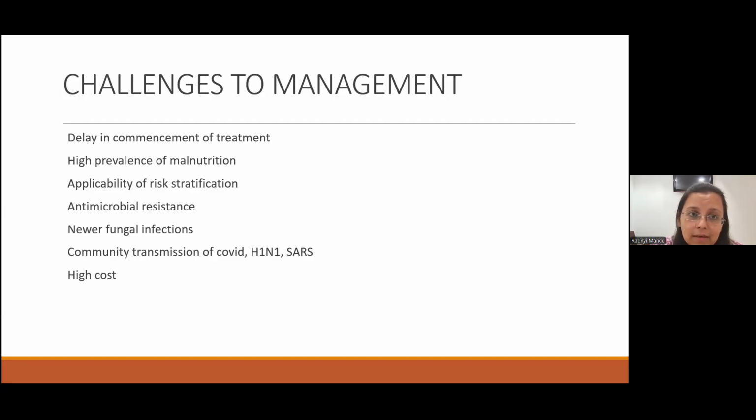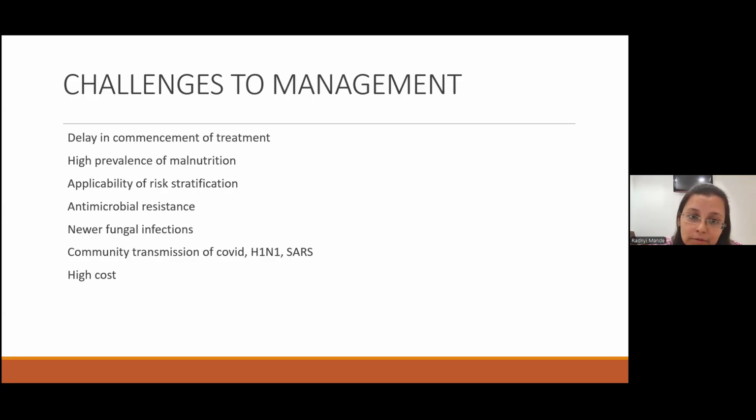The second challenge is that the prevalence of malnutrition is very high. With malnutrition come the complications also. Then the risk stratification, which I just now mentioned, high risk and low risk FNs. Not all centers are following this risk stratification, because based on this risk stratification, we can decide what antibiotics are to be given. So it is very important that we risk stratify all our febrile neutropenia patients.